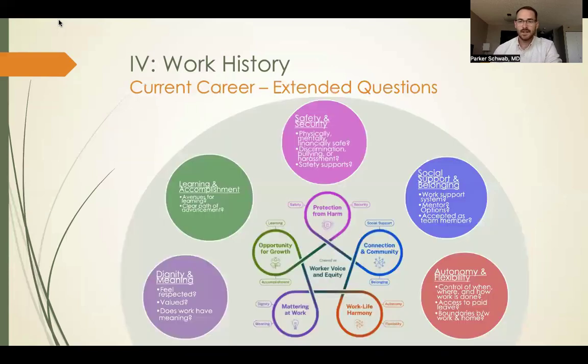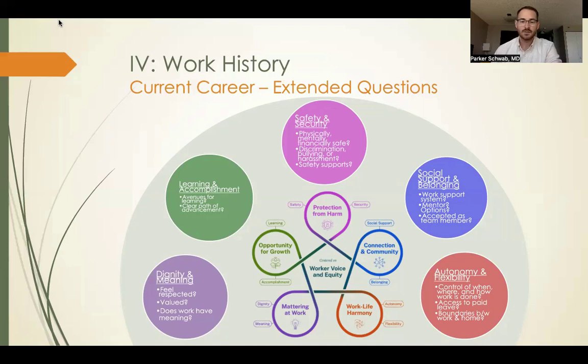So this is a slide that goes along a different framework using the U.S. Surgeon General components of a healthy workplace. It's just a little bit of an extension of what we've been working on so far, but choose what works best for you. I'm not telling you there's any perfect way of doing a work history, but these are just ways to start framing how you think about these conversations and how you navigate them with your patients or clients.